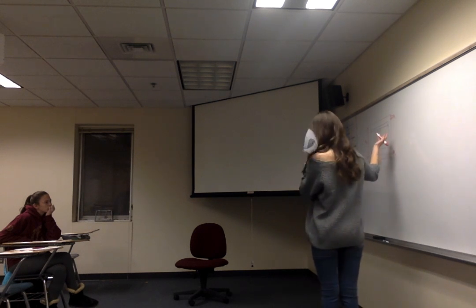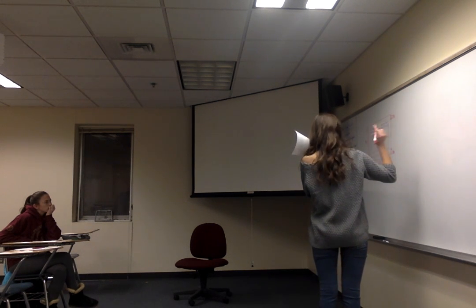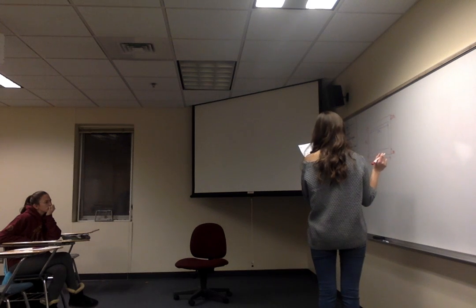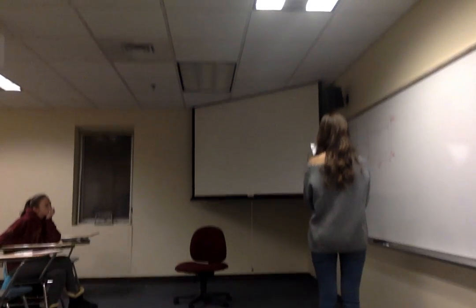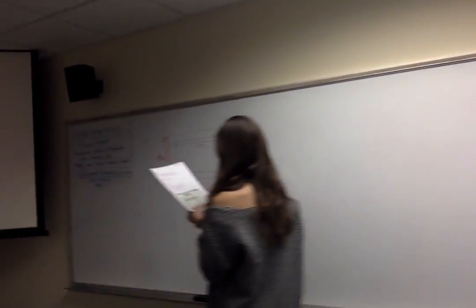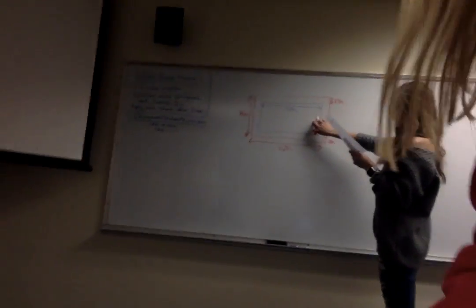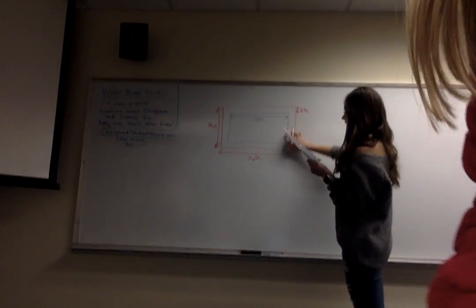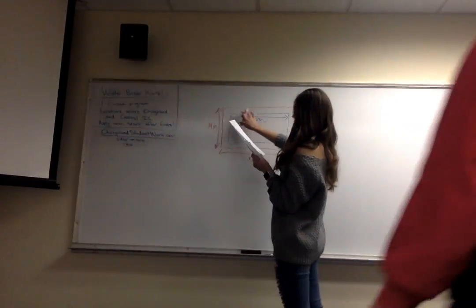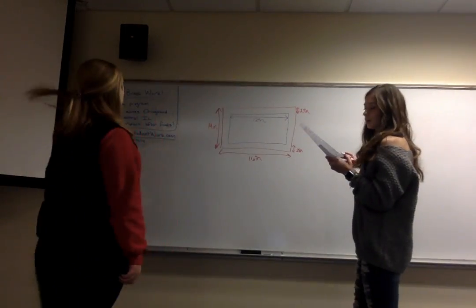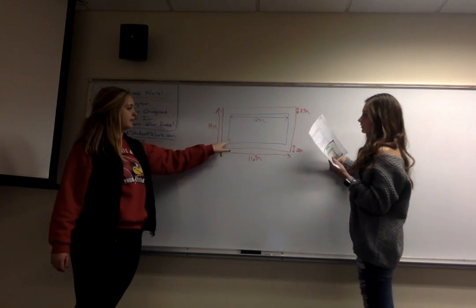So this is what the picture looks like. Let me read the question again for you. The picture below shows a picture frame. What is the perimeter of the inside of the picture frame? So this little inside border. Her question asks for the perimeter of the inside.